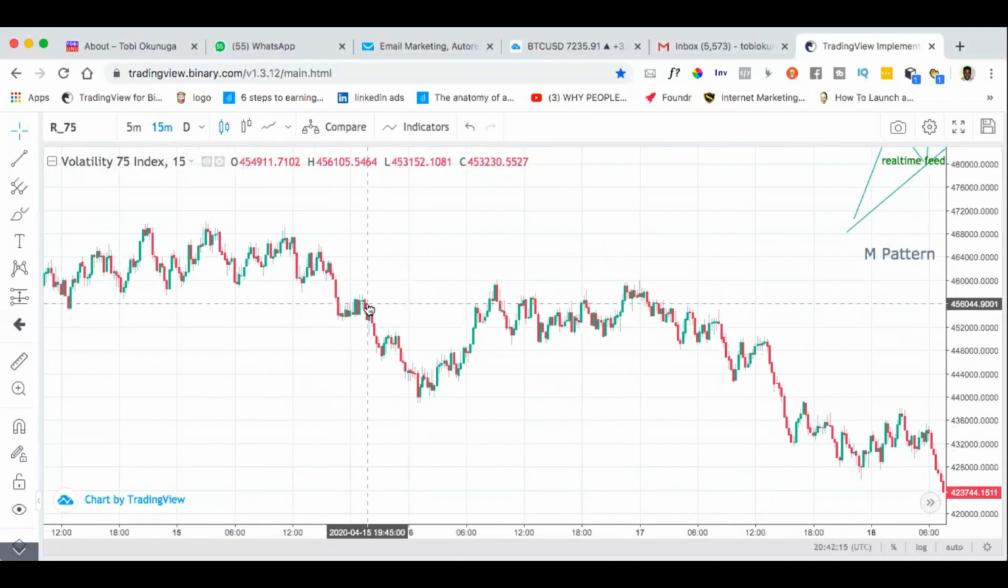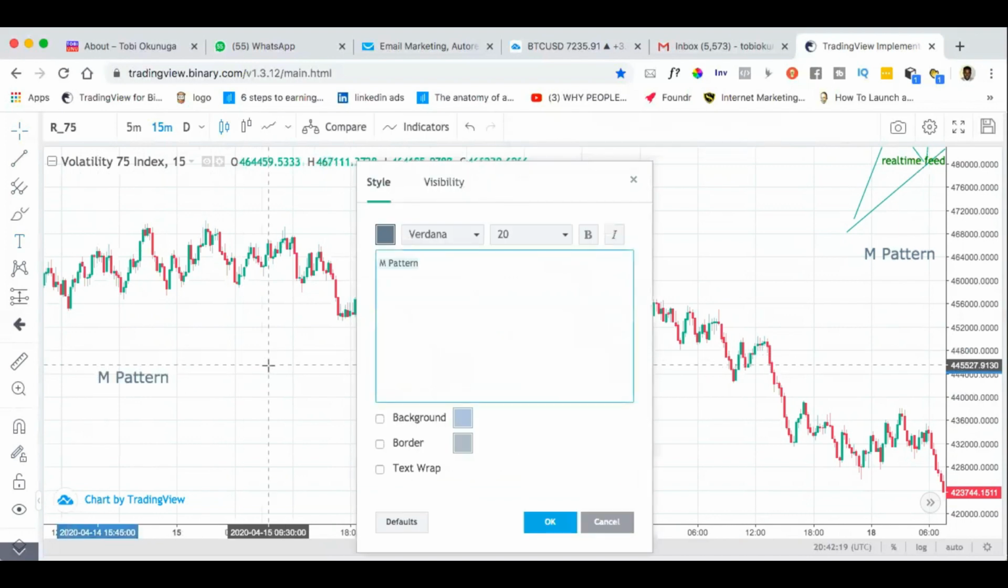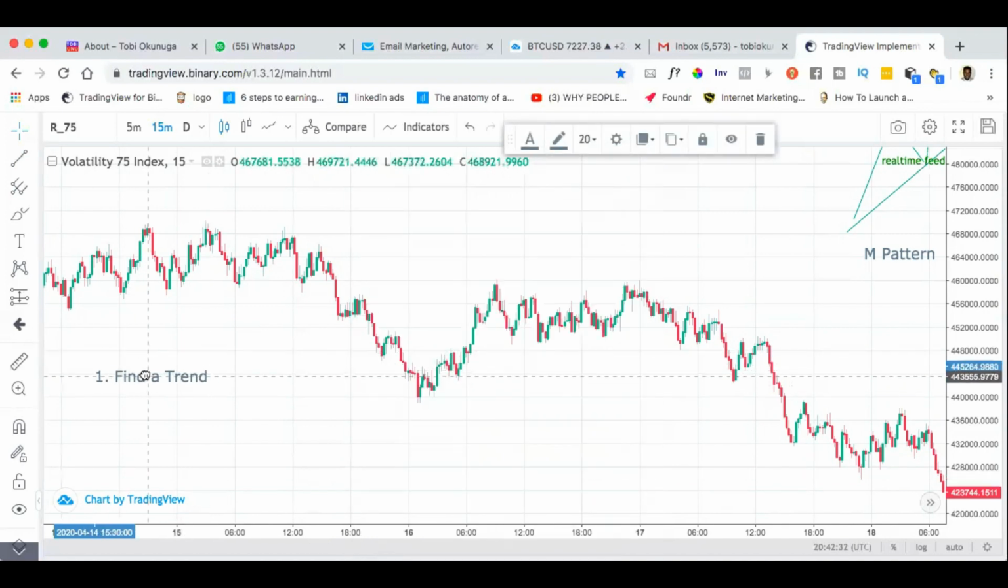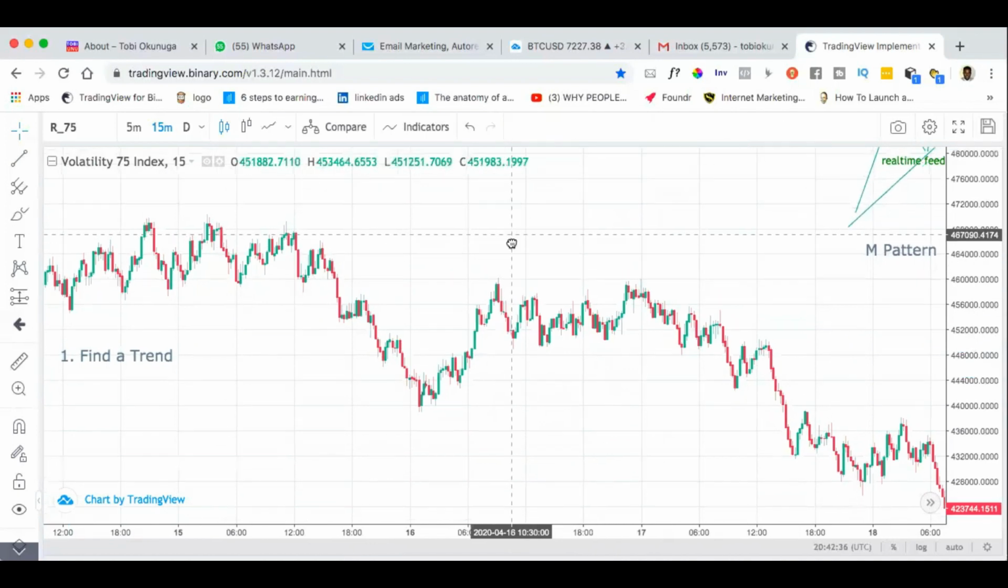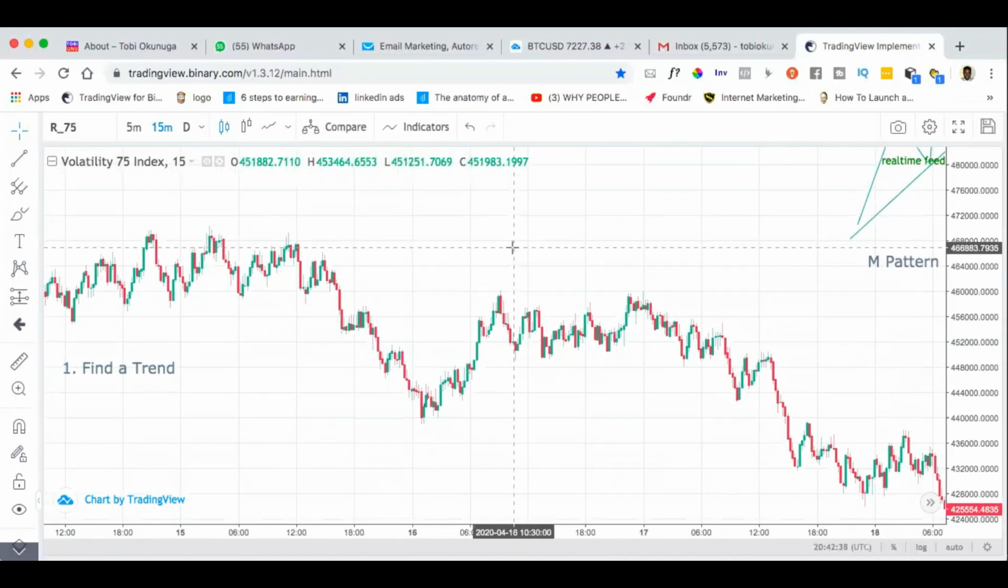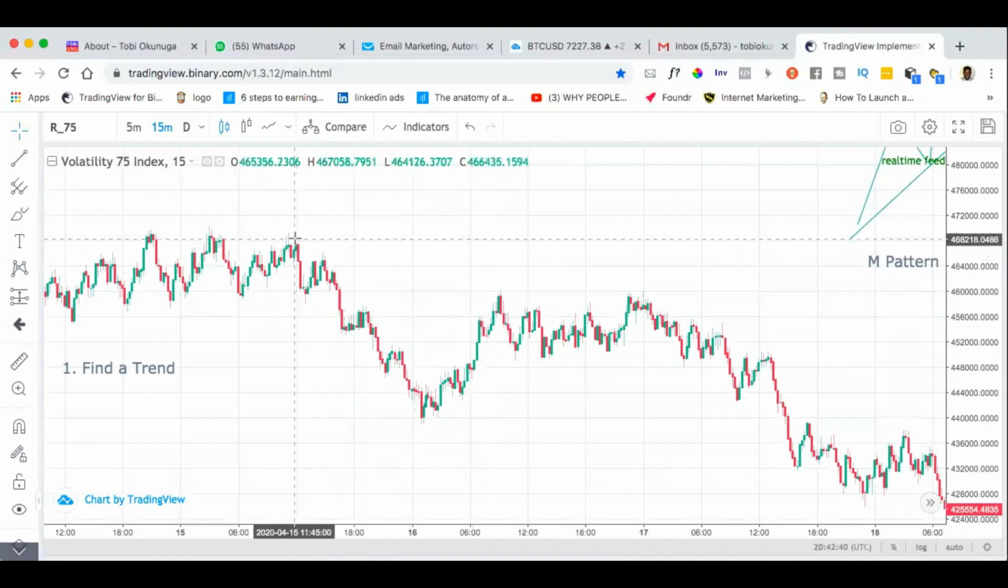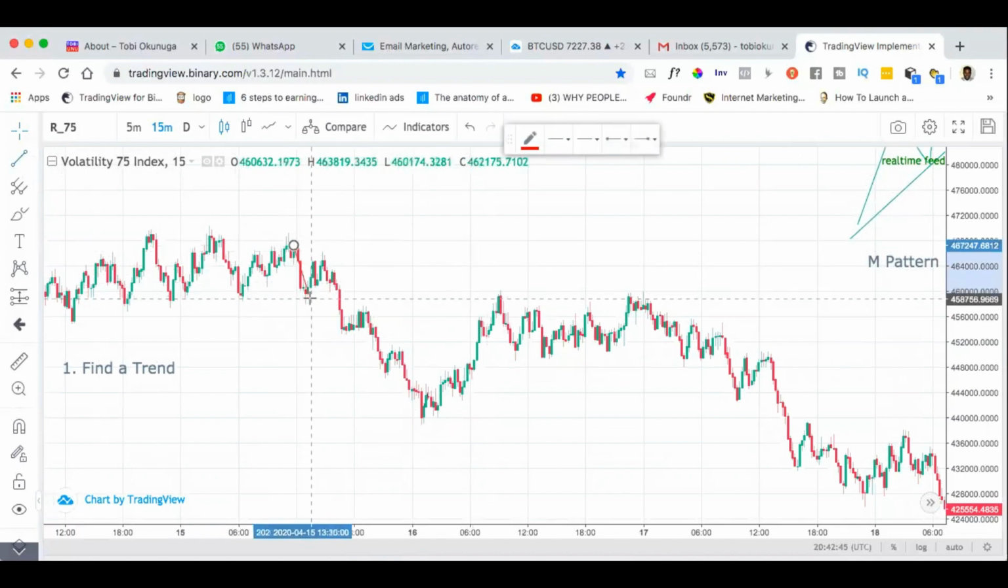The first thing you are looking for when trading this system is to find a trend. Now let's find a trend right now. And we see that a trend is a combination of impulse moves. You can see an impulse move.